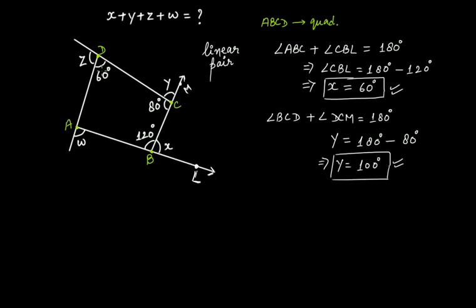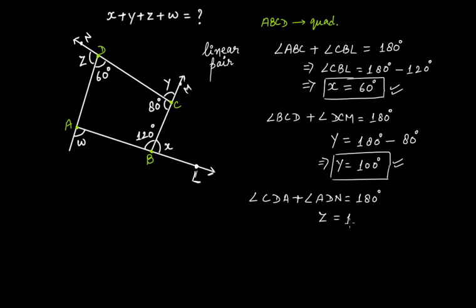Similarly, can you tell what's the value of this z? In this case, you have to proceed in the same way. Suppose this is a ray, and if you take a point N here, then angle CDA plus angle ADN is equal to 180 degrees. Angle ADN is what? z.